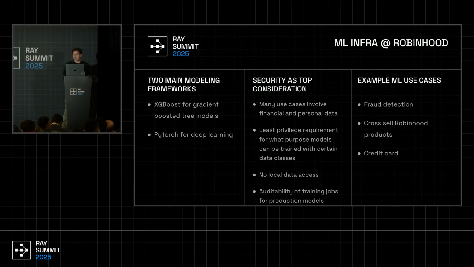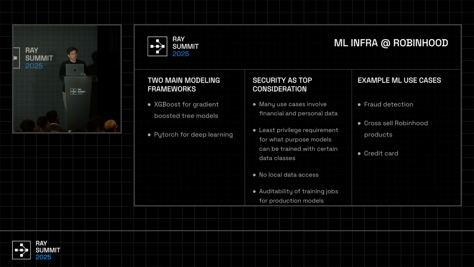Being a financial firm, security is a top consideration for us, and many of our use cases involve personal and financial data. As part of this, we want to have a least privilege requirement where we ensure that models are only trained on data that is acceptable for that use case. We also want to avoid things like local data access, and we want to ensure that there's auditability for all of the training jobs and the model artifacts that get used in production.